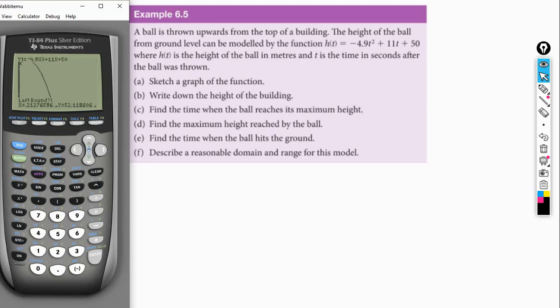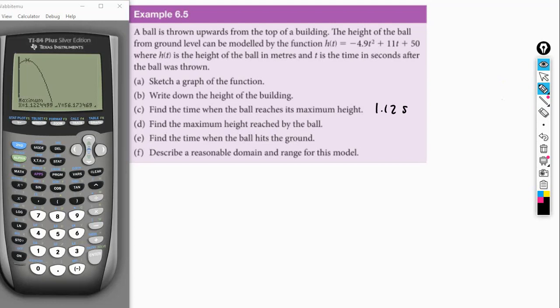There we go, so hit enter, and then right bound, move the cursor to the right of what we think is a maximum, hit enter again, and then it's going to say guess, hit enter, and there it is. So notice that the maximum is also at 1.12. So we write 1.12 seconds rounded to 3 significant figures because that's when the ball reaches the maximum height.